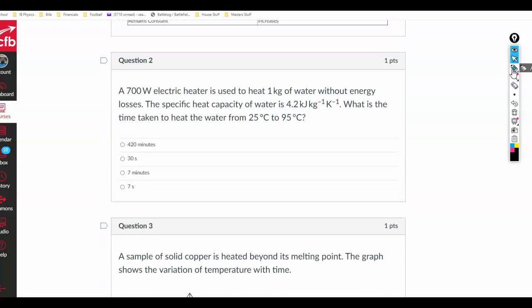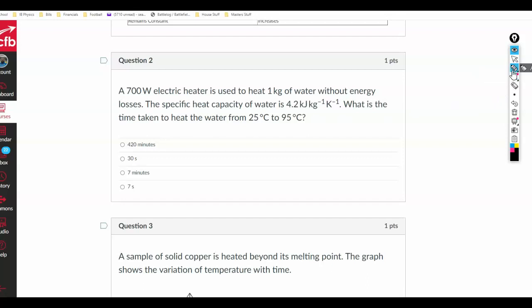Question 2 says a 700 watt electric heater is used to heat 1 kilogram of water without energy losses. The specific heat capacity of water is 4.2 kilojoules per kilogram per Kelvin. What is the time taken to heat the water from 25 degrees Celsius to 95 degrees Celsius?